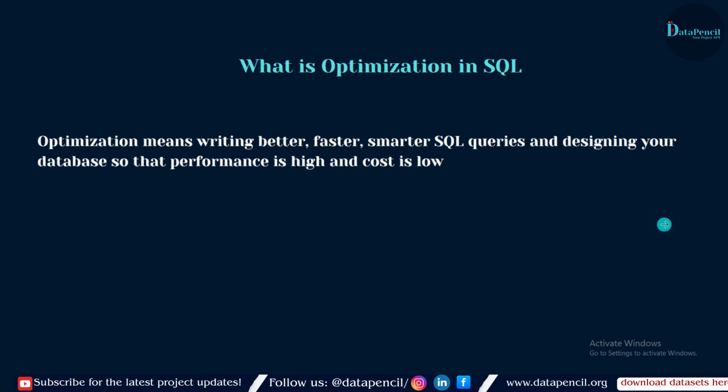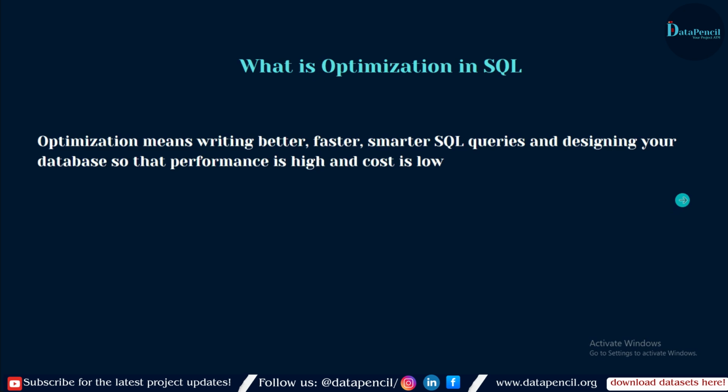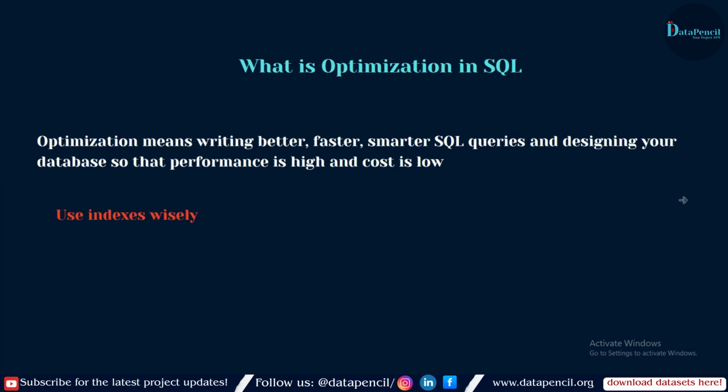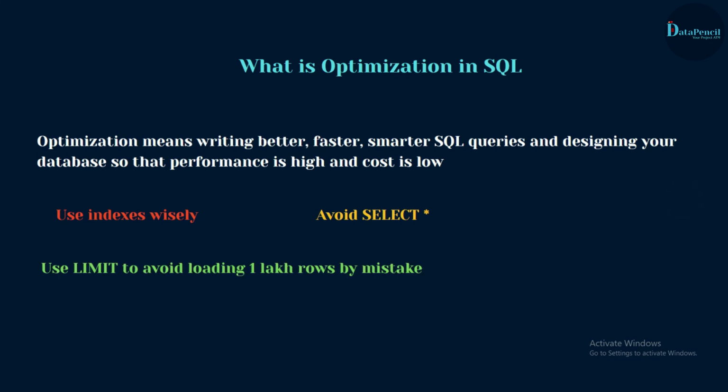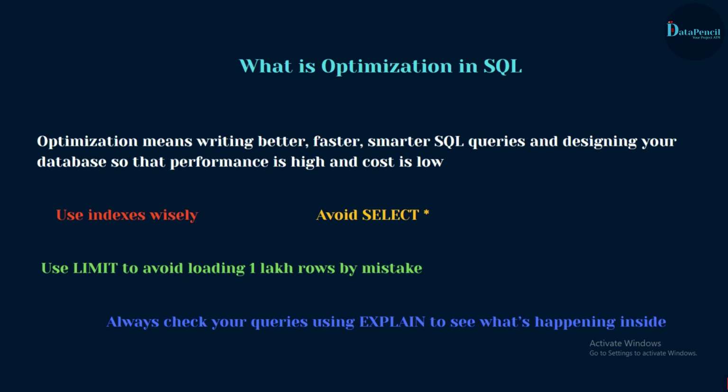Here are a few ways to optimize your SQL. You can use indexes wisely. Avoid SELECT *, only select what you need. Use LIMIT to avoid loading 1 lakh rows. And always check your queries using EXPLAIN to see what's happening inside.